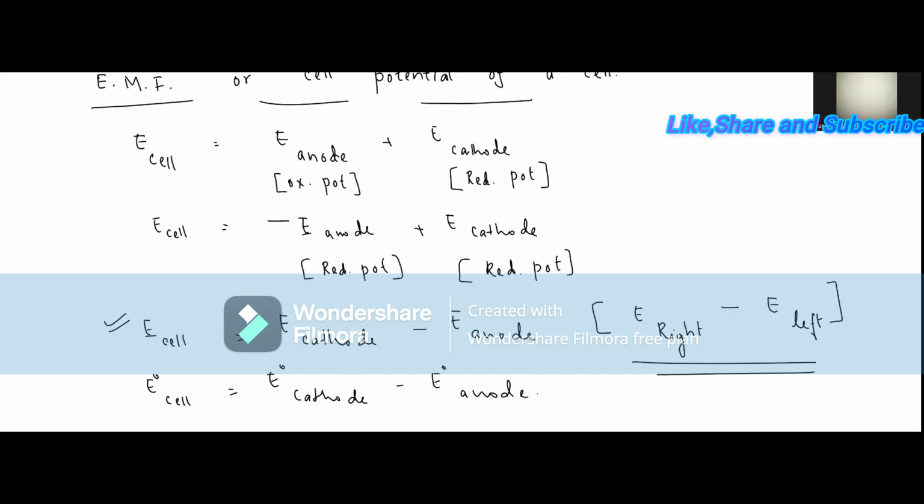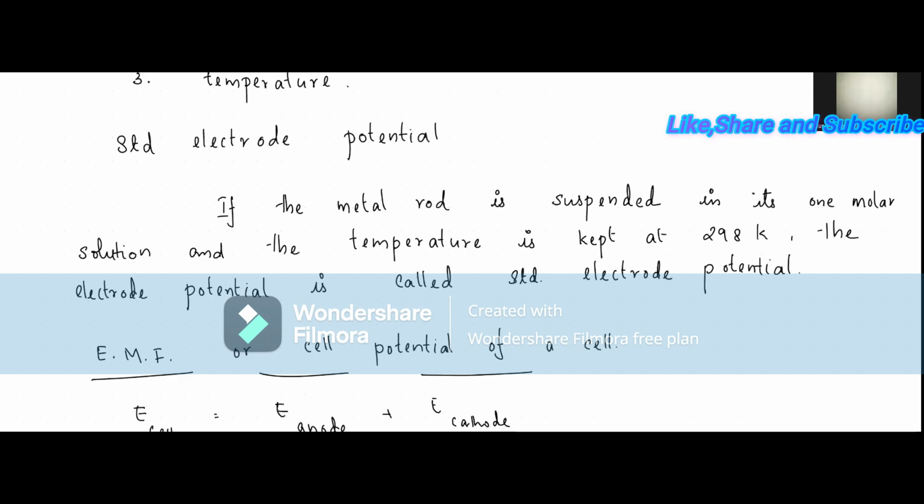Now, one additional piece of information regarding standard electrode potential is that if there is any gas involved, the standard condition will be 1 atmospheric pressure instead of 1 molar solution. Standard condition will be 1 atmospheric pressure at 298 Kelvin. That's all regarding electrode potential and cell potential.